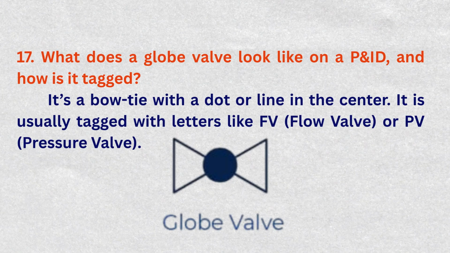What does a globe valve look like on a P&ID and how is it tagged? It's a bow tie with a dot or line in the center. It is usually tagged with letters like FV, flow valve, or PV, pressure valve.